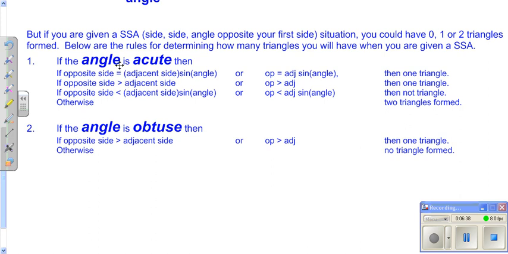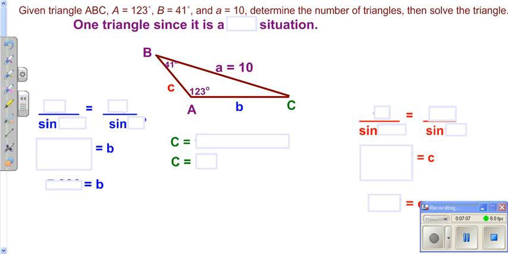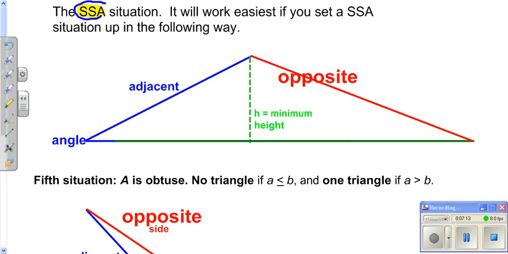Here we have an acute angle. If the opposite side is equal to your adjacent side times the sine of your angle, it forms one triangle. If the opposite side is greater than your adjacent side, it's one triangle. If the opposite side's less than the adjacent times the sine of your angle, then it's no triangle. And that was a situation where the side was too short to reach down. Otherwise, it's two possible triangles. But you only have to consider that if it's a side-side angle situation. If you're not dealing with a side-side angle situation, you don't even need to be concerned about this stuff.